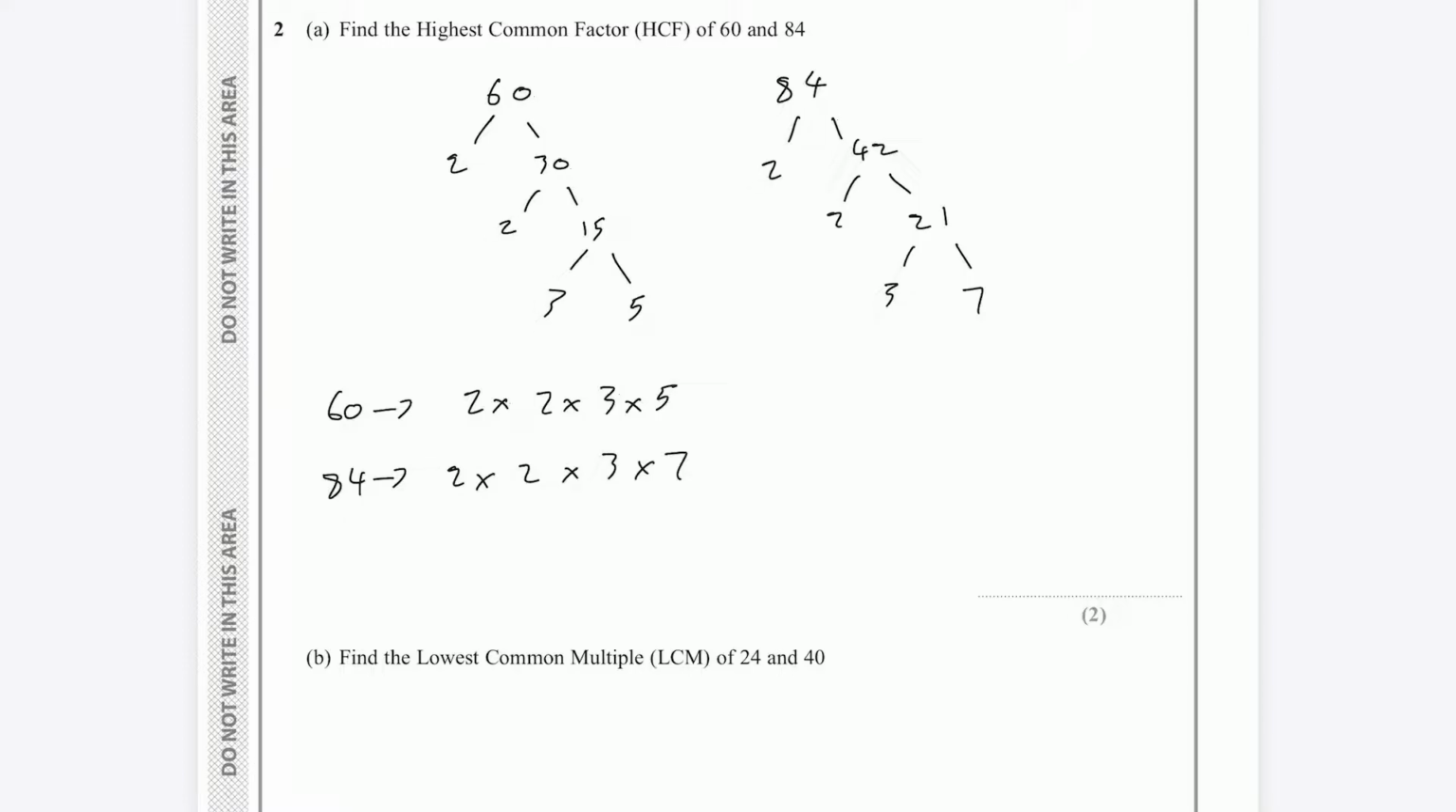Now we need to find matching pairs. So matching pairs here would be, let's use a bigger one, that and that, that and that, that and that. So in this case, that becomes, you can use a calculator, 2 times 2 times 3. 2 times 2 is 4. 4 times 3 is 12. So the highest common factor here is 12.